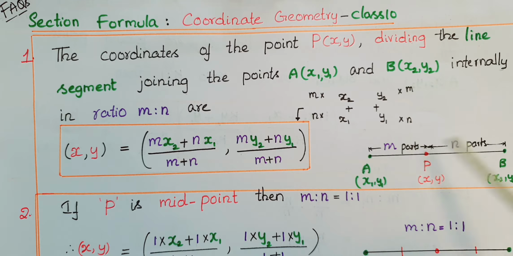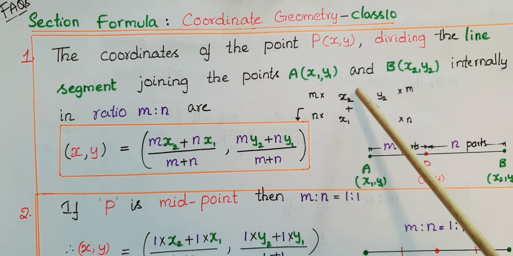And here AB is the line segment and AB points are given, those are x1, y1 and x2, y2, and P is a point (x, y) which divides this line segment AB in the ratio m is to n. So here AP is m parts and PB is n parts. This divides this line segment m is to n. Then we can calculate P(x, y) by using this formula.